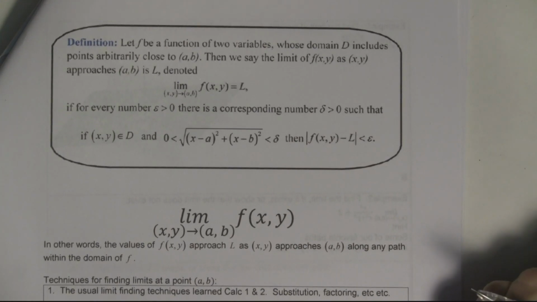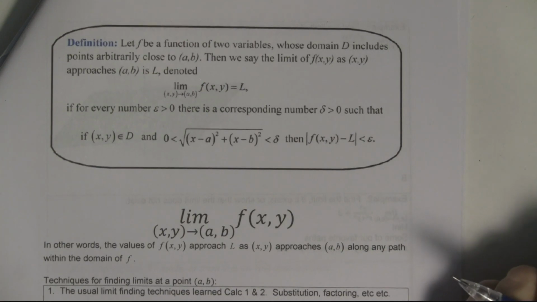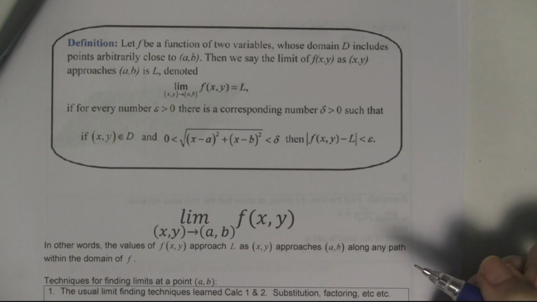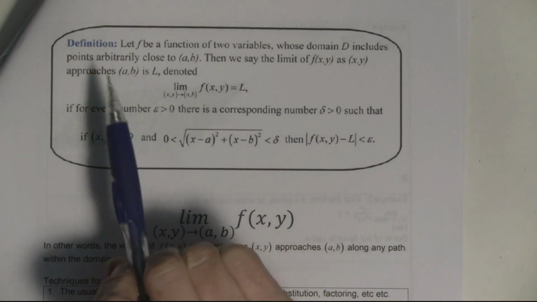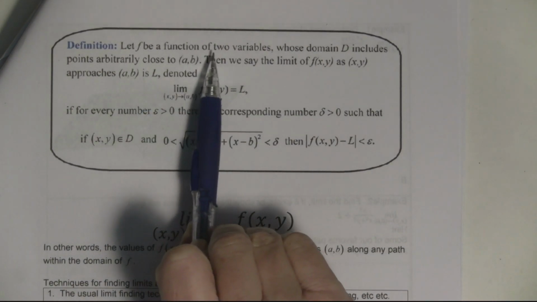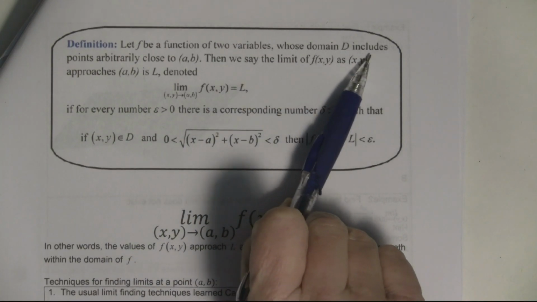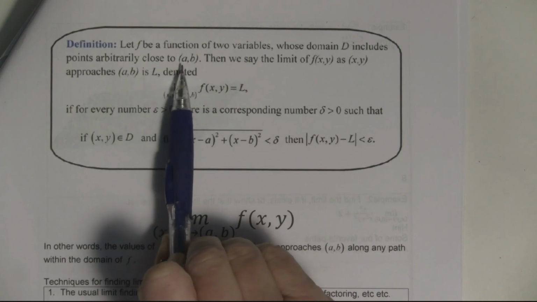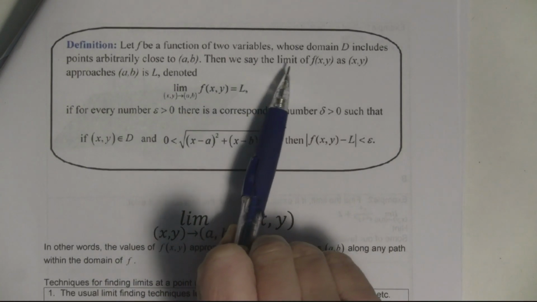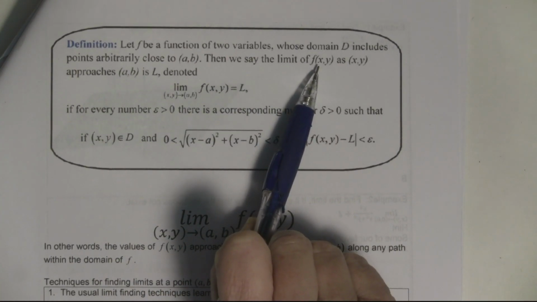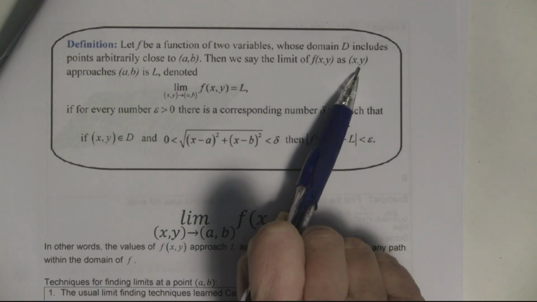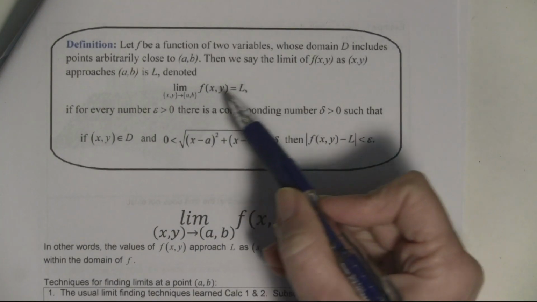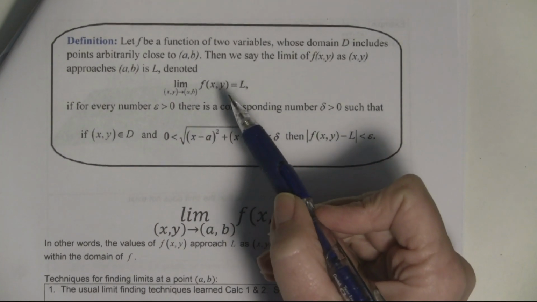And so I wouldn't be a mathematician if I didn't try to lay a little delta and epsilon on you every now and then. They say let f be a function of 2 variables whose domain D includes points arbitrarily close to (a, b). Then we say the limit of f(x, y) as (x, y) approaches (a, b) is L. And how we would denote that is like this.